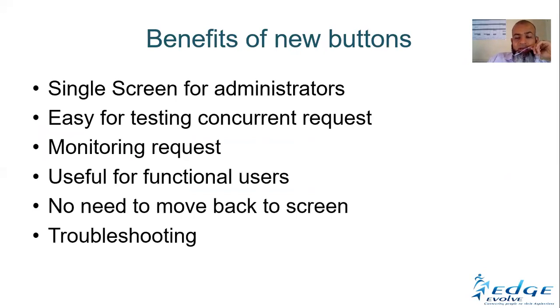Right, the benefits of these new buttons: single screens for administrators and functional admins, and it's easy for testing concurrent requests. So if you have to test concurrent requests that you are putting into production, and you want to test them in lower environments, you can use these for timings, for issues, and for training as well. For us administrators or functional people, monitoring requests: if you submit a request and now you need to check it, you can use the auto refresh option, instead of clicking on the old refresh data button.